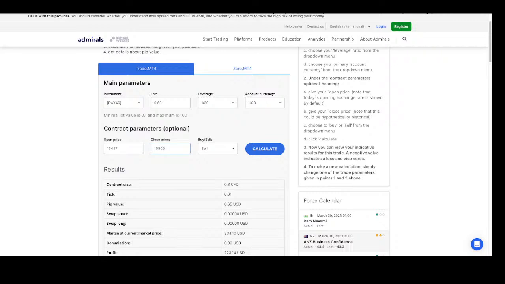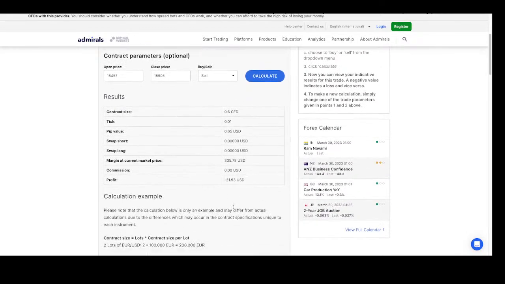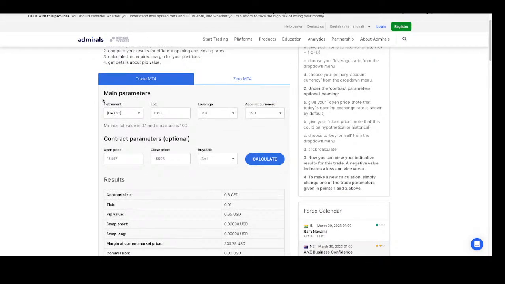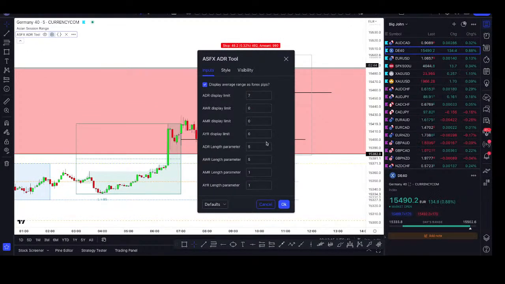So if price was to hit my stop loss with the risk I'm looking to take, which is on a 100k prop account, I would lose $31. That's fine for me. So I'll lose $31, but then if it goes to my take profit one, like I said, we use the ADR tool for that. So I go here and I just change my ADR length parameter to 21.